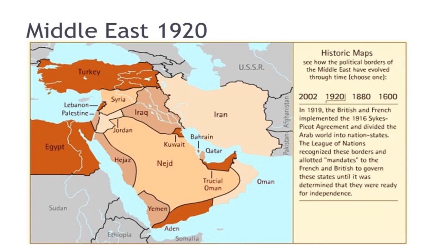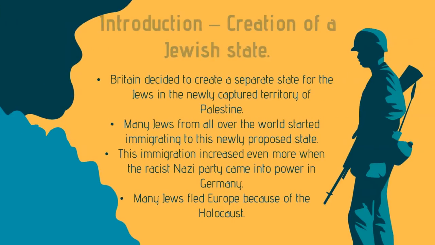The League of Nations recognized these borders and allotted mandates to the French and British to govern these states until it was determined that they were ready for independence. Palestine was one of the mandates. Britain decided to create a separate state for the Jews in the newly captured territory of Palestine.